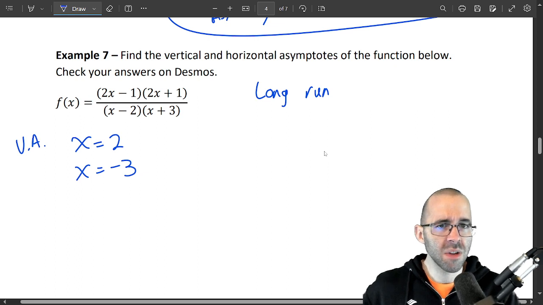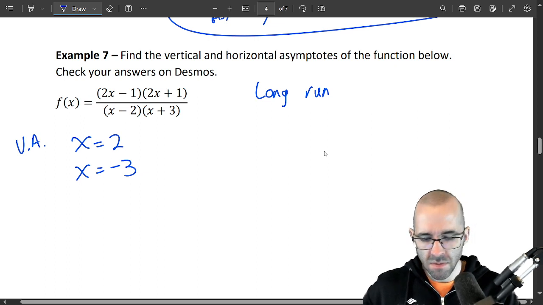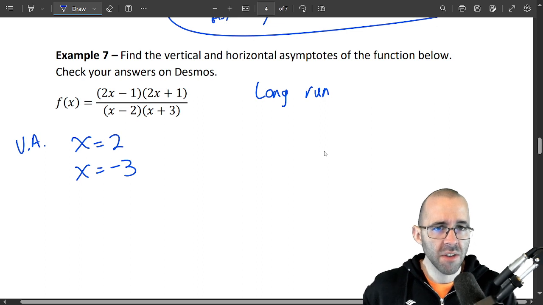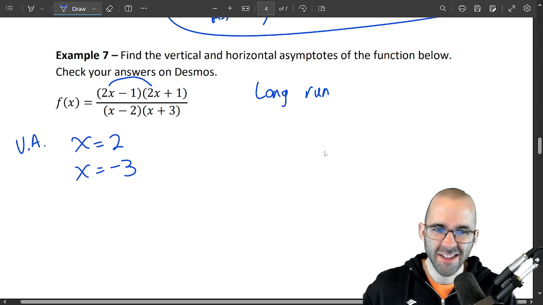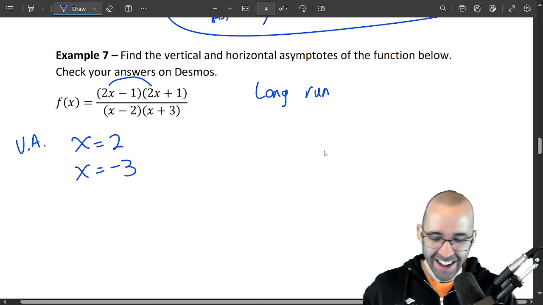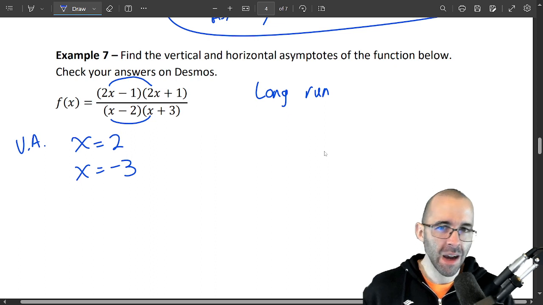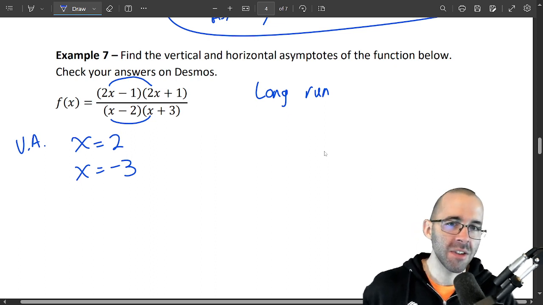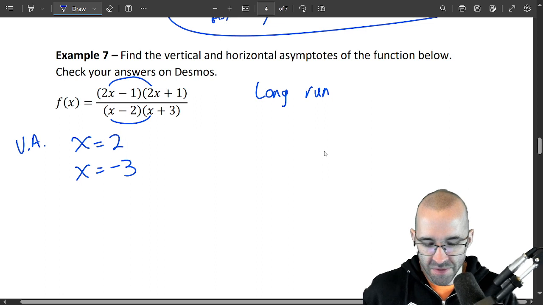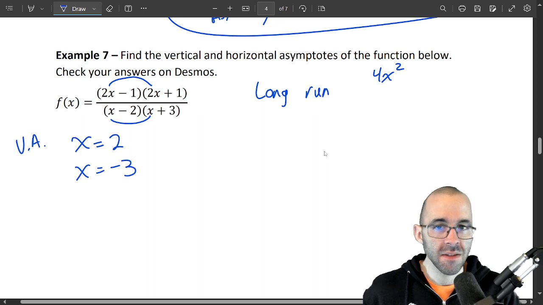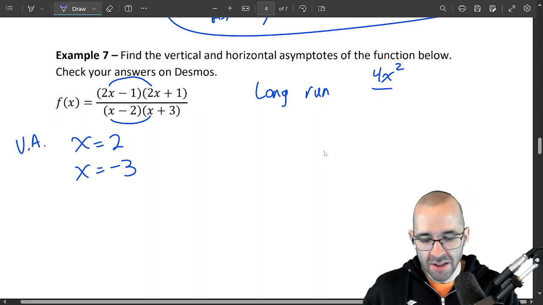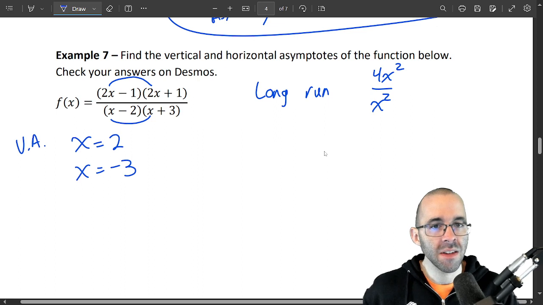It's not super obvious what the leading term is on these ones. You can FOIL this all out if you want the leading term. But it turns out the leading term will also just be what happens when you multiply all the highest powers of each thing together. But it's a good habit to just multiply it all out if you're uncertain. So the leading term of that numerator will be 4x squared, 2x times 2x. And the leading term of the bottom one is just going to be a regular x squared.